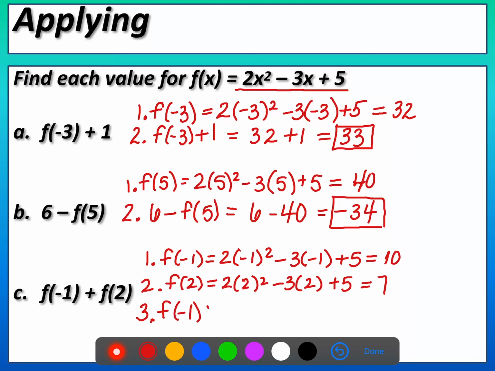Alright, and now our third step. F of -1 plus f of 2. So the value for f of -1 was 10, and the value for f of 2 was 7. So that makes my final answer 17. Okay, so 10 and 7 are not part of your final answer. They were just the work that went in to getting you there.